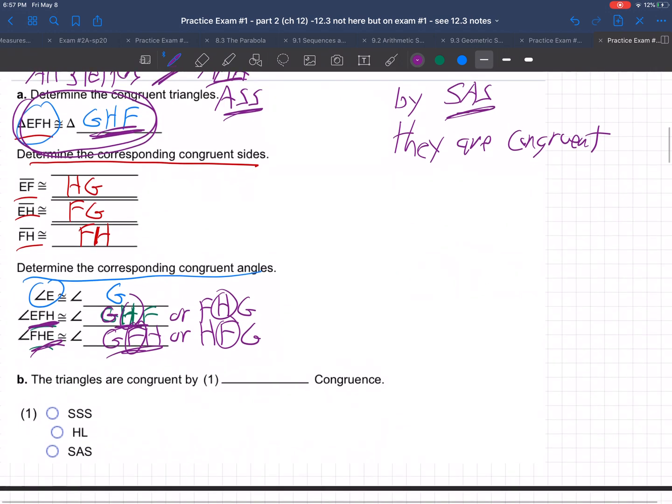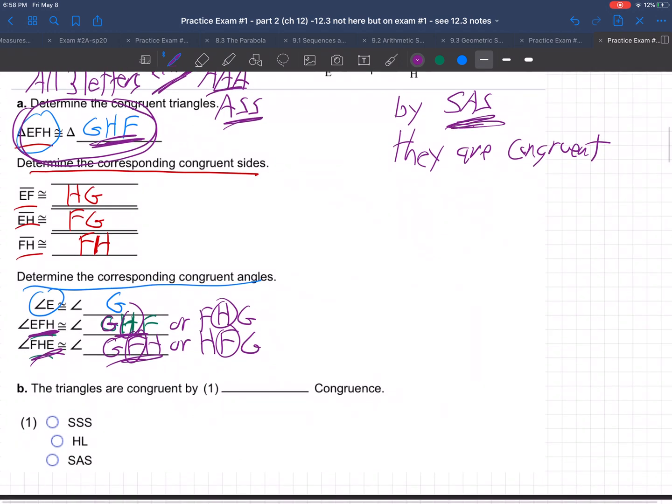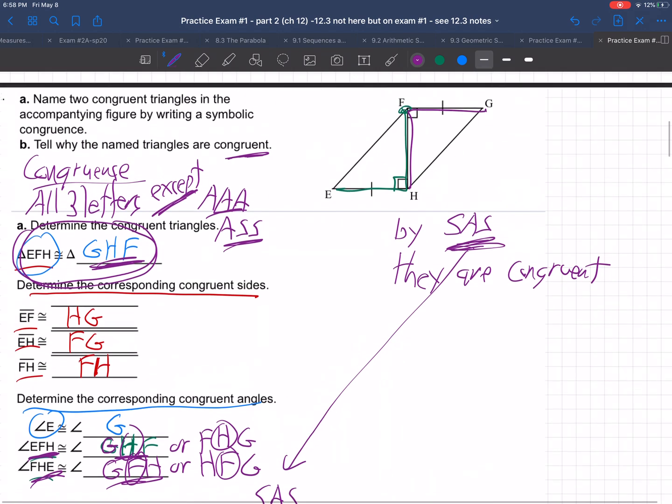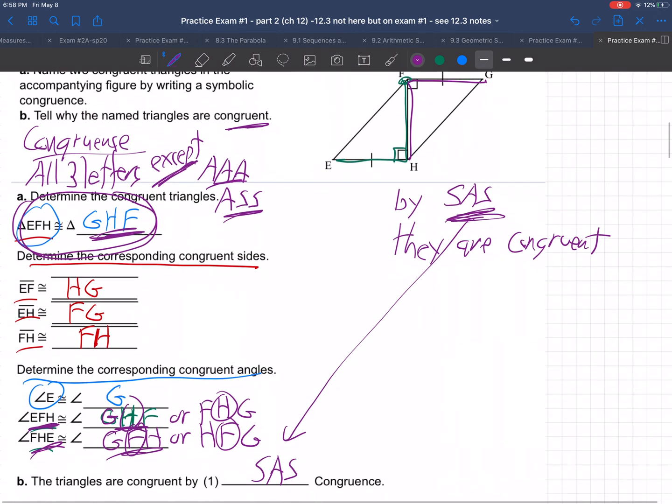Part B. The triangles are congruent by, we already said that, right? Side, angle, side, right there. Side, angle, side. That's why they're congruent. So there we go. So when we make congruent statements of triangles, everything matters. When we say angles, you can say it two different ways. All that matters is what's in the middle.